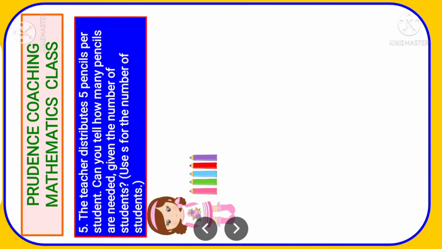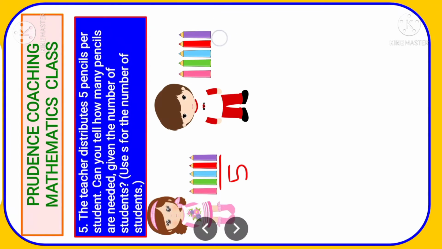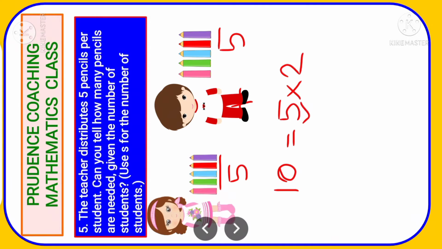So let's understand the sum. So as you can see, this student is given 5 pencils by the teacher. So one student is having 5 pencils. So another student will have another 5 pencils. So in total there will be 5 plus 5, 10 pencils. So we are adding and finding out. We can do this in this way also. We are adding 5 two times. So 5 into 2. So here 5 is the number of pencils a single student is getting and 2 is the number of students. So we are multiplying 5, that is the number of pencils, with the number of students to get the total number of pencils.